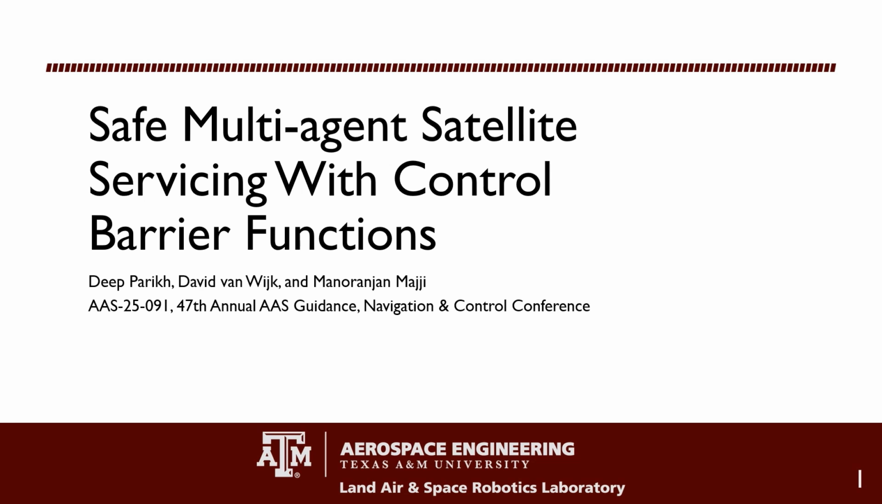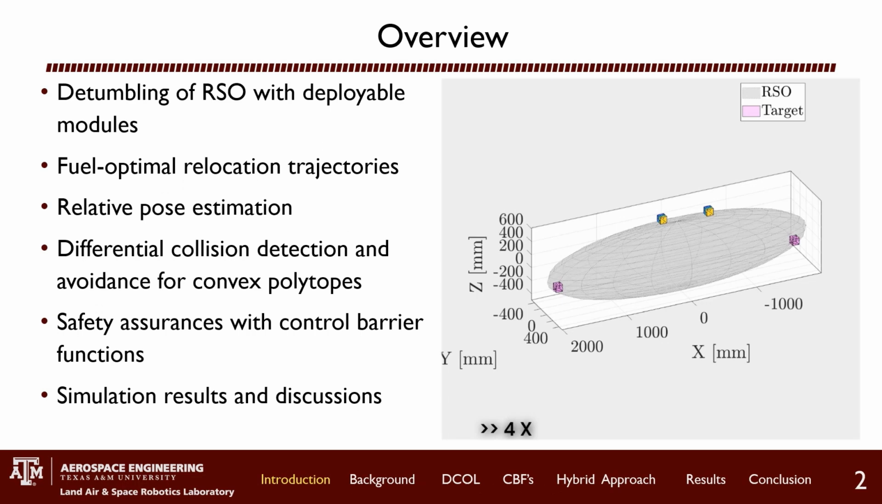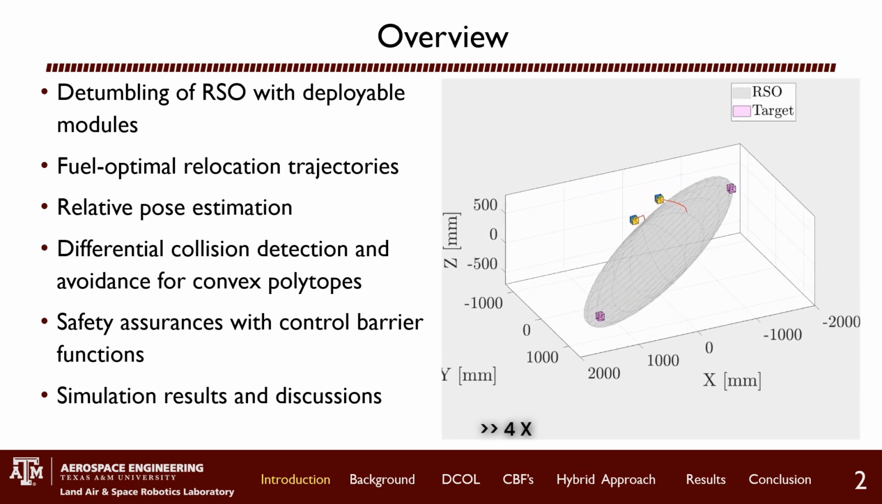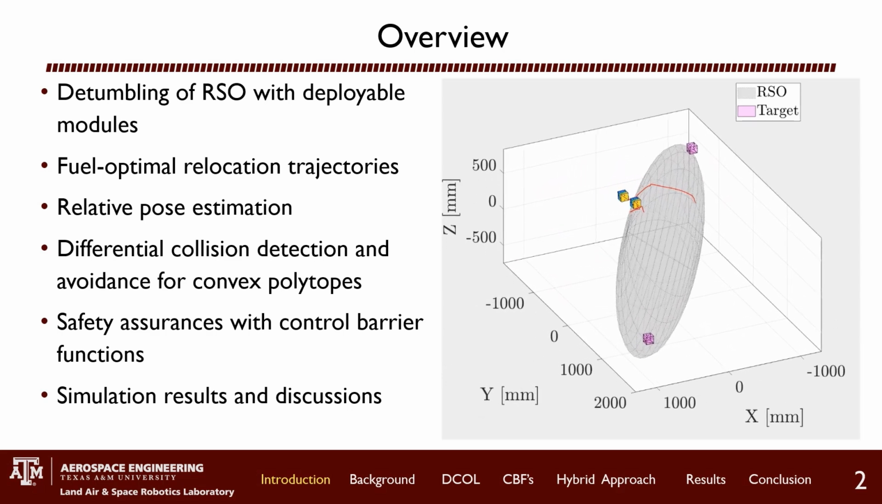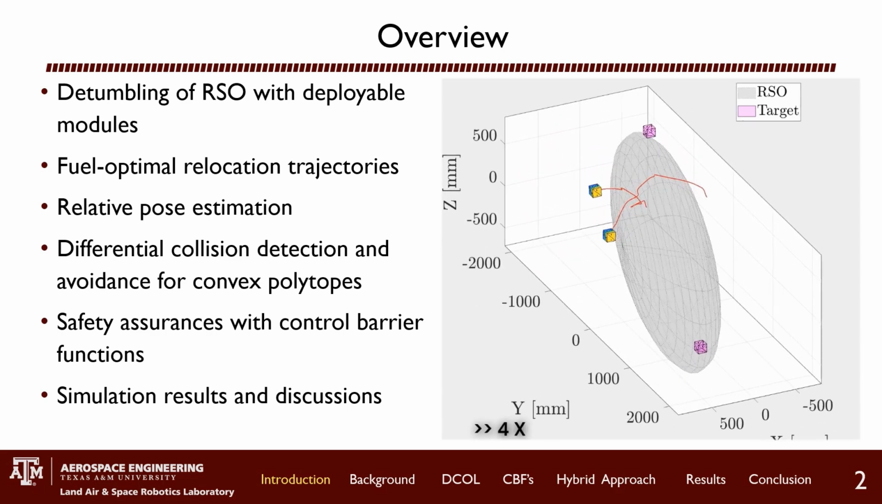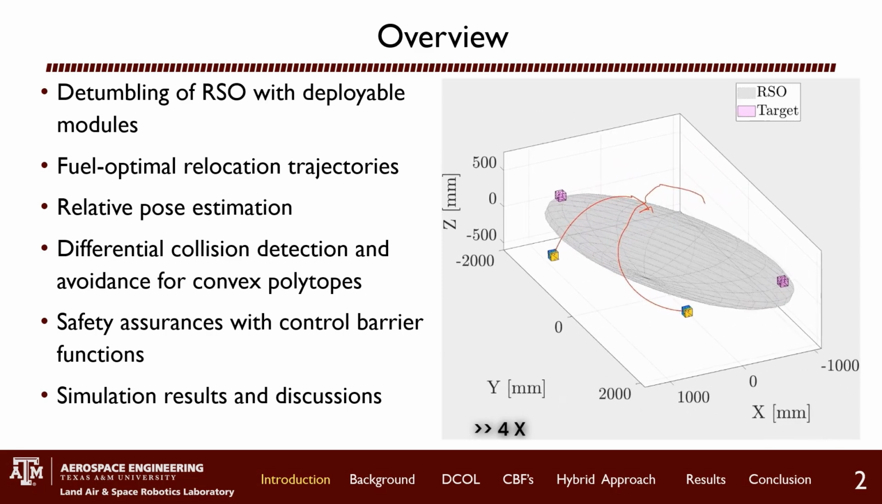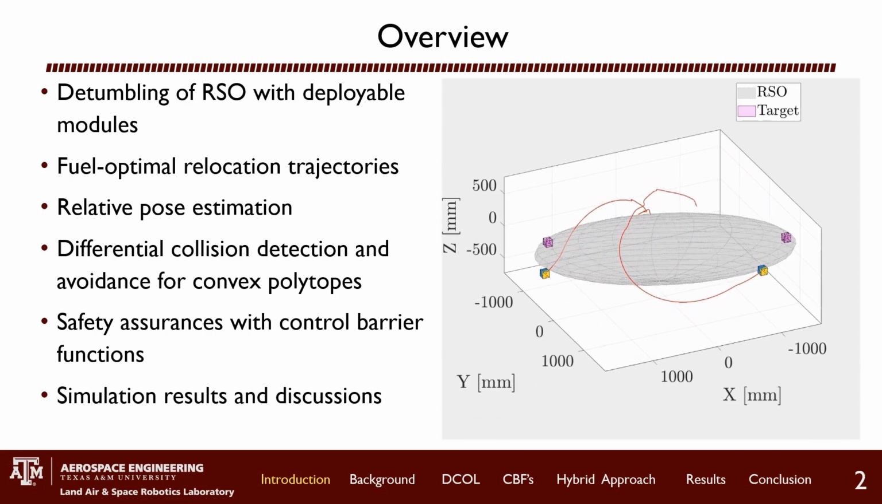In this paper, we have explored safe multi-agent satellite servicing. In particular, we have explored this scenario where we have a tumbling RSO and a bunch of modular servicing agents which want to relocate from one point to another point in the body frame while the body is still tumbling. And in this process, they have to avoid hitting each other as well as avoid hitting the RSO.